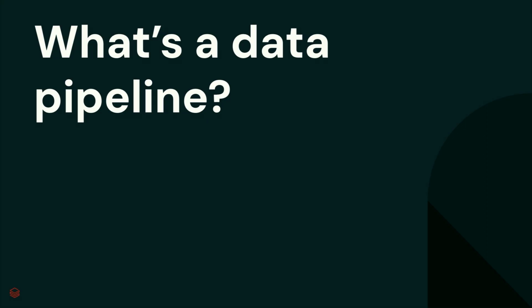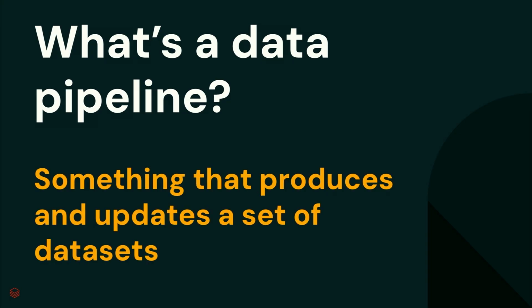What's a data pipeline? A data pipeline is probably not a new concept to most of the people in this room, but I'll give a definition of it so we can have a common language for talking about it. A data pipeline is simply something that produces and updates a set of data sets. So it might ingest data from an application into a lakehouse. It might prepare tables for reporting or dashboarding. It might create features that will be used to train an AI or ML model. Data pipelines aren't one-time affairs. They're not just responsible for creating tables. They also keep them up to date over a period of time.